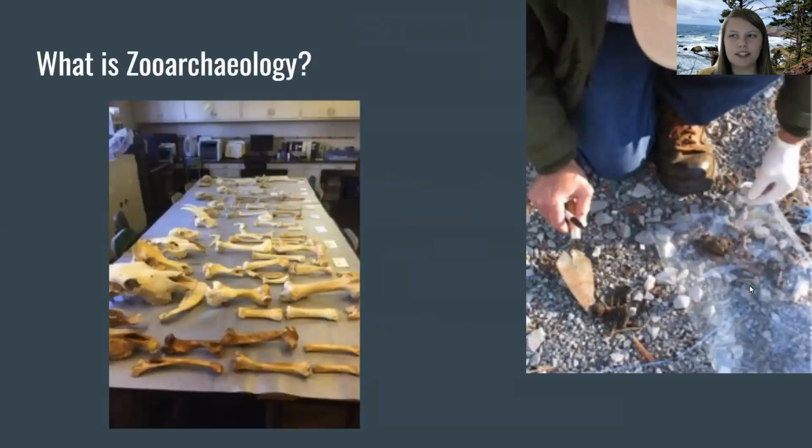So, you may be wondering, what exactly is zoo archaeology? Well, zoo archaeology is the systematic study of animal remains that are recovered from archaeological sites. Some of the topics that are studied within zoo archaeology are environmental reconstruction, subsistence studies, animal domestication, and ritual use of animals. It is also the study of animal husbandry practices. We study these things to learn a little bit more about human and animal interactions throughout history. In zoo archaeology, you're mostly going to be studying bones, teeth, and shells.